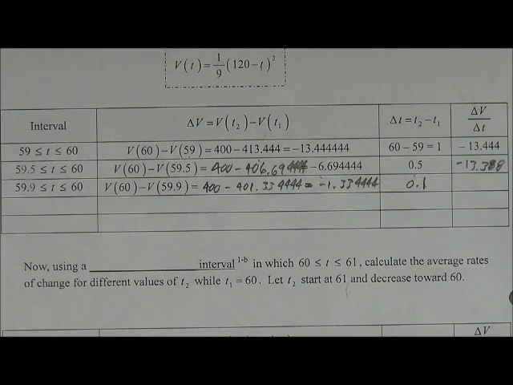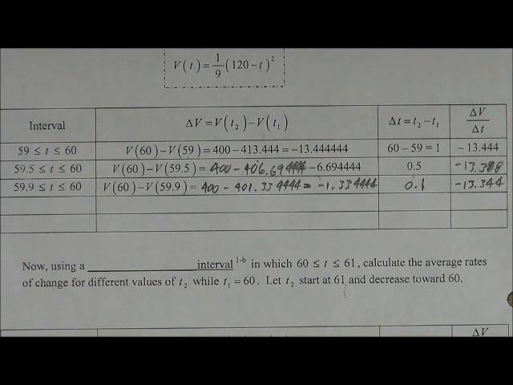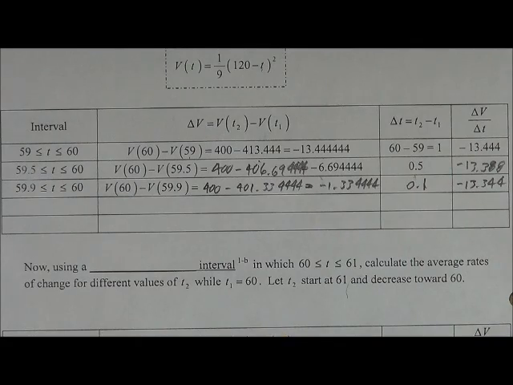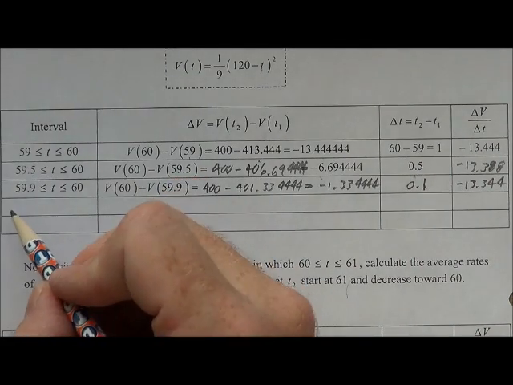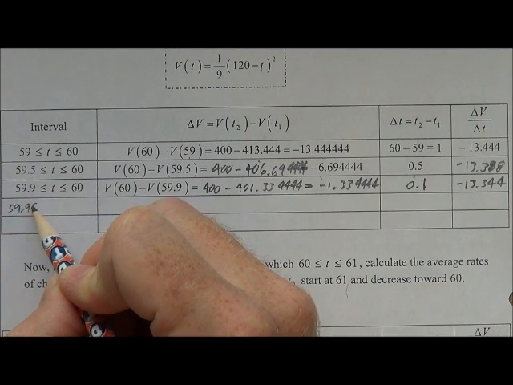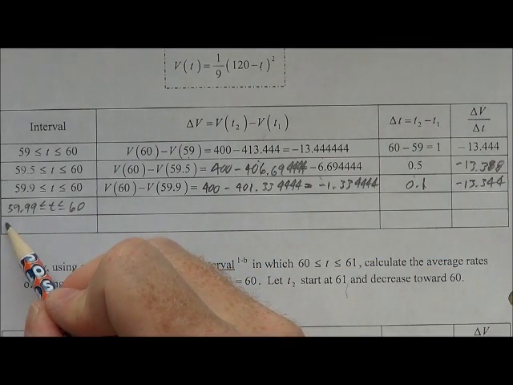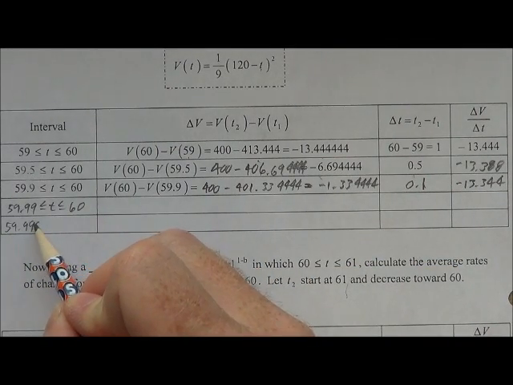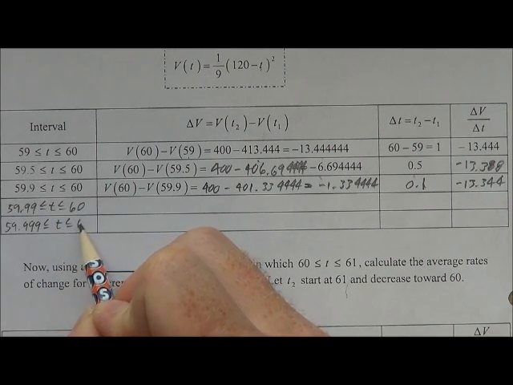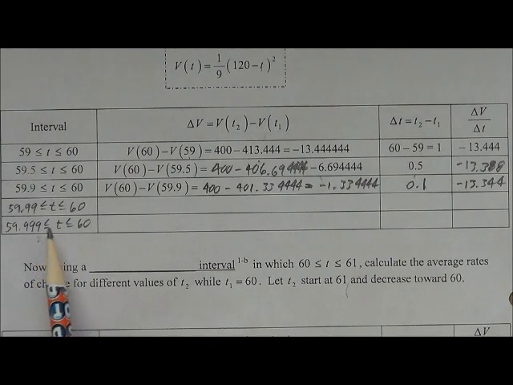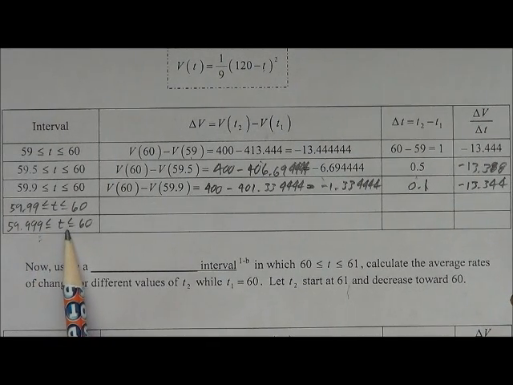Okay, I know there's lots of decimal places, but it's going to be important to see this progression here. And when we divide, we get negative 13.344. So as you can see, things are starting to develop here. So what I'd like you to do now for the next T1, we're going to change this now to 59.99 and leave T2 as 60, and then the last T1 is going to be 59.999. Okay, so we're going to bring it up to 1/1000th of a second difference between the two to make that time interval very, very close.